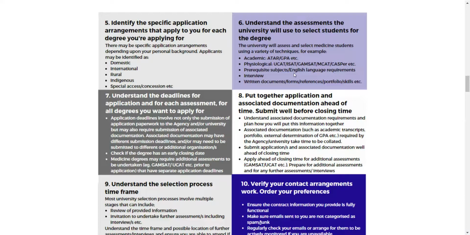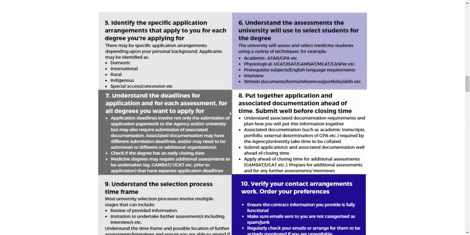Most universities go through a two-stage application process. So the first stage is often going through an interview process, and then the second stage is the offer. So understand what that process actually entails. And universities may have additional requirements such as written documents. You might have to submit certain forms. Certain groups may have to provide references. So understand the full gamut of what's actually involved in providing information as part of the application process.